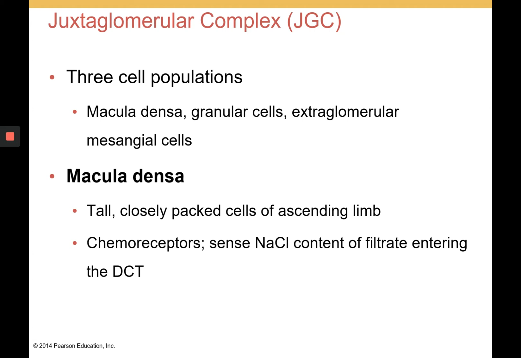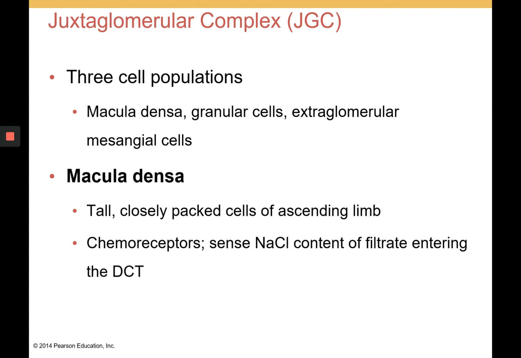It has 3 cell populations: the macula densa cells, which are part of the distal convoluted tubule and sometimes part of the ascending limb of the nephron loop, and the juxtaglomerular cells, also known as granular cells. They secrete renin, and then extraglomerular mesangial cells.